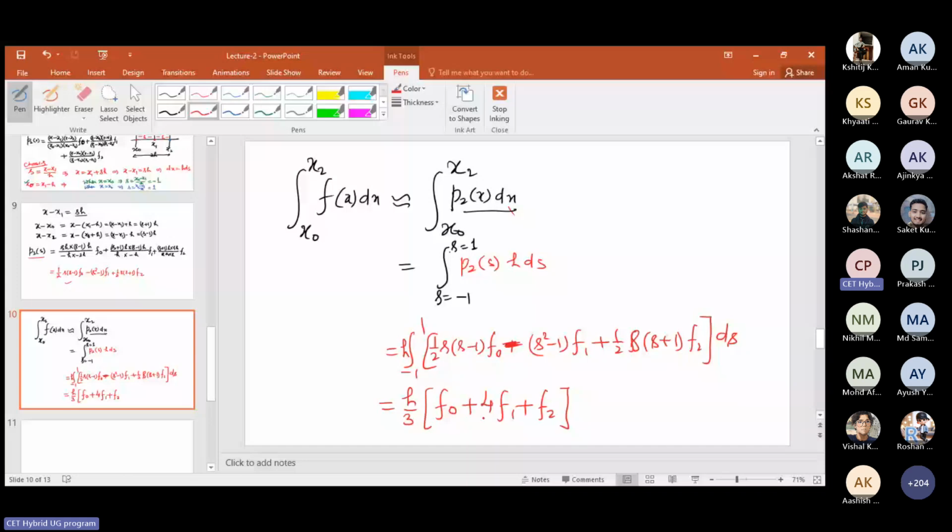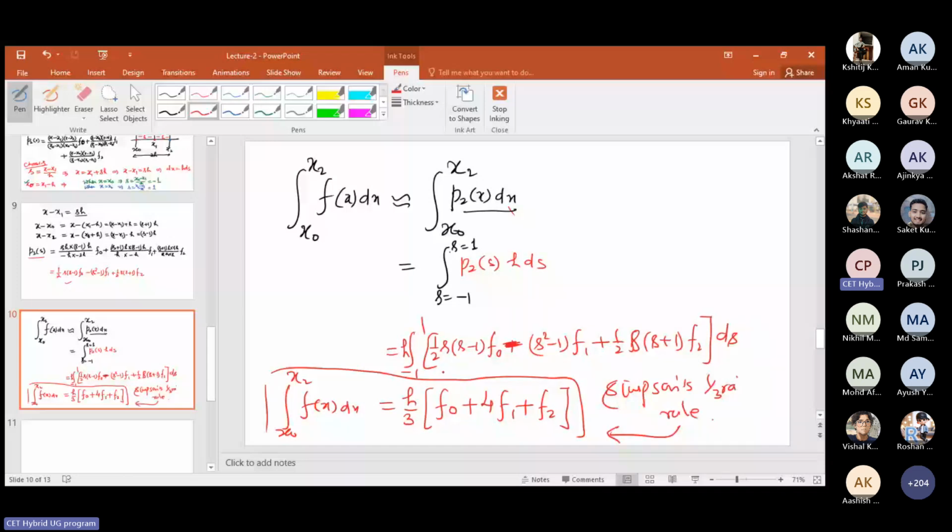And this is the integration from x0 to x2 of f(x) dx as Simpson's 1/3 rule. So this is the formula of Simpson's 1/3 rule, which you have got by finding out the integration. Now we have written a polynomial function or quadratic function, and from that polynomial function or quadratic function, we have got the Simpson's 1/3 rule for the interval.